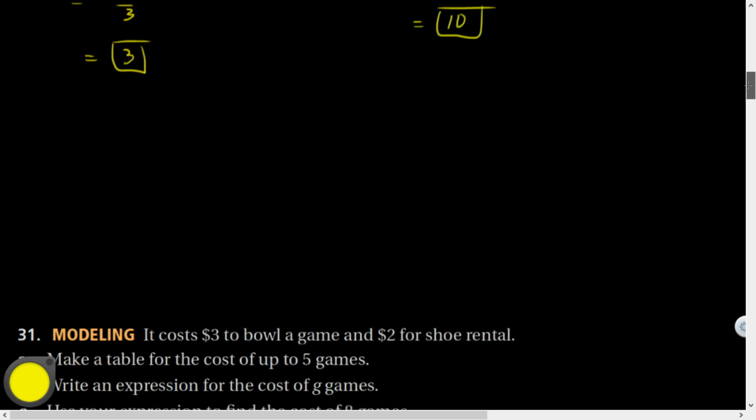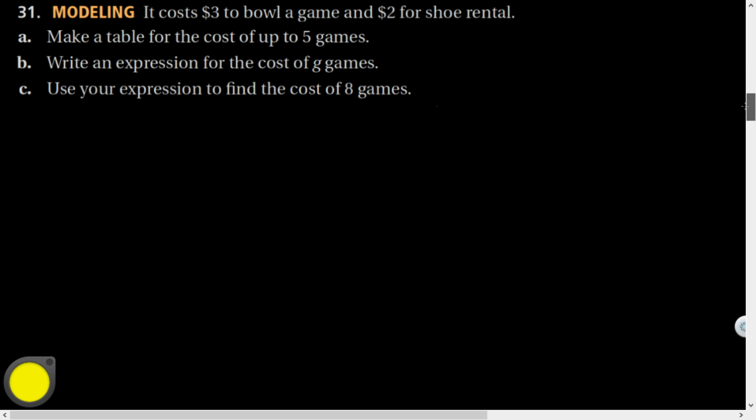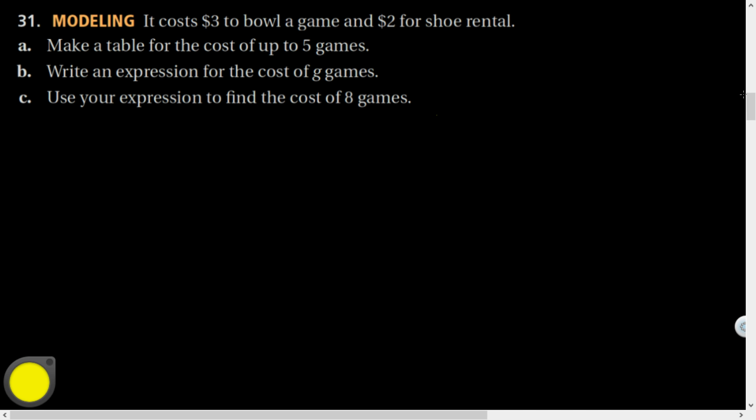So we had to be able to interpret the English into the math and then plug in and evaluate. All right, last question I'm doing for us today is question 30. It says it costs $3 to bowl a game, I'm guessing bowling, and $2 for a shoe rental. Question, comment.